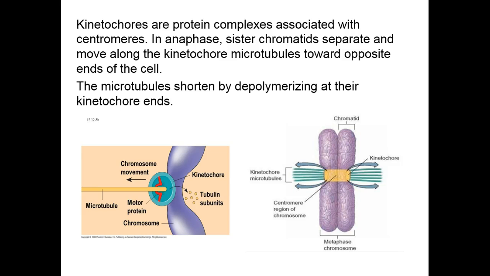In anaphase, those sister chromatids separate along the kinetochore microtubules to opposite ends of the cell. They tend to shorten by depolymerizing at their ends. So they lengthen by polymerizing, just adding units to the individual basic unit, and they shorten by taking the units off.